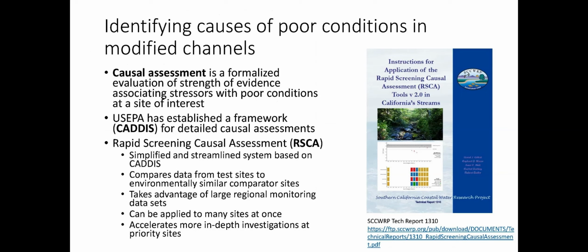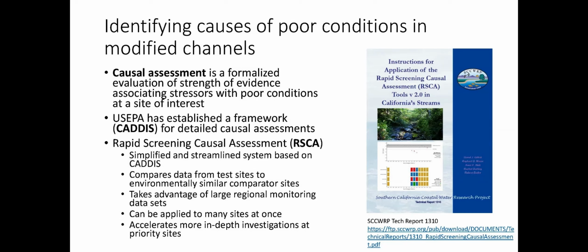Really what we're trying to do is apply causal assessment principles to our low-scoring modified channels. Causal assessment is a process of evaluating data and generating evidence to see what stressors are associated with poor conditions at a site of interest. The US EPA has developed a causal assessment framework known as CADDIS, the Causal Assessment Decision and Diagnosis Information System. It's a really great process. We've done some test cases here in California, but we also recognize that it's a fairly intensive process and takes a lot of time.